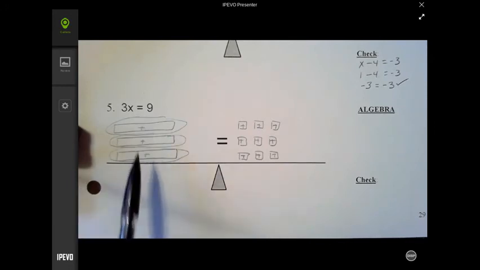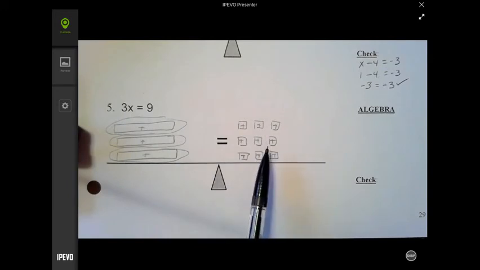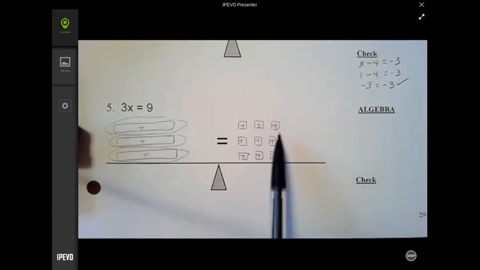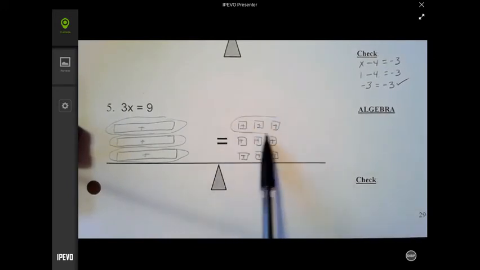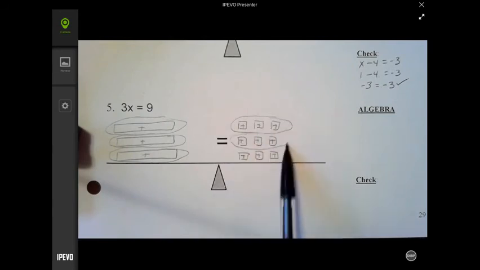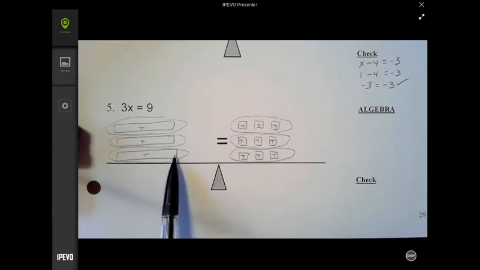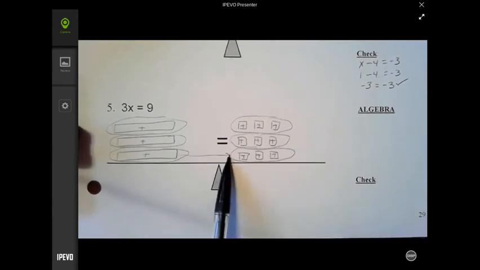Okay, so if I broke the left side into 3 groups, I'm also going to break the right side into 3 groups. Okay, there's 9 here, so that means in each group there's going to be 3. So there's one group, a second group, and a third group. And now I can match it up. One variable has a value of 3.